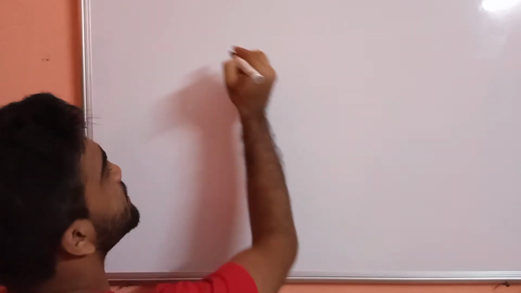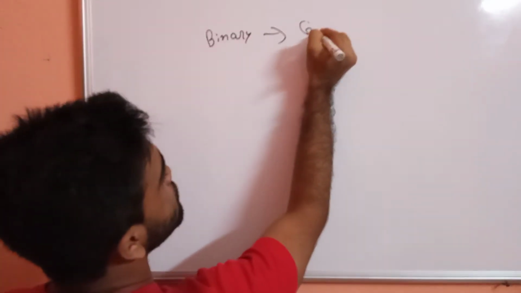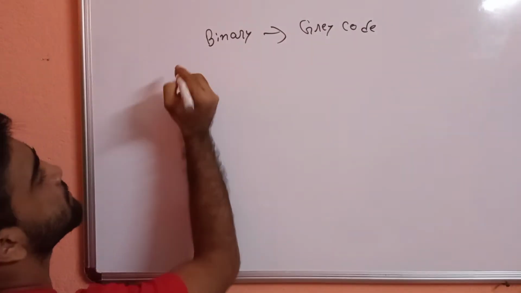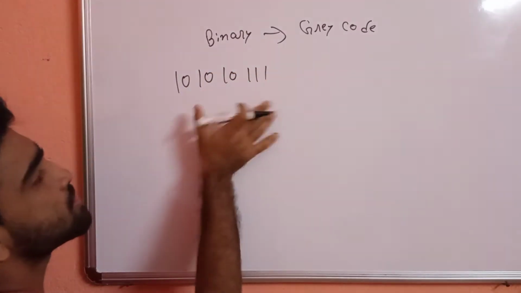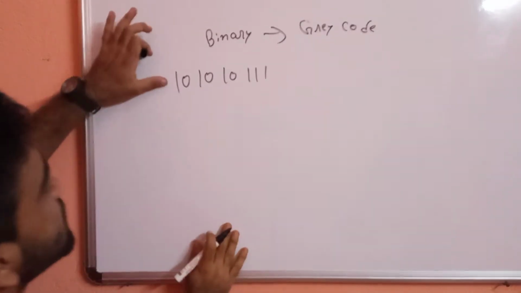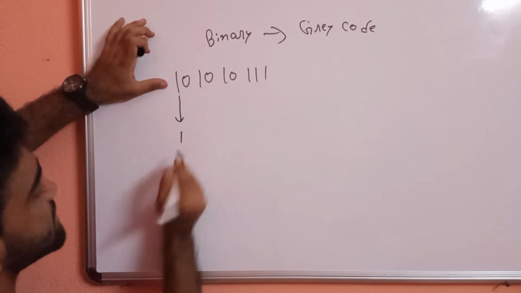First let us consider a binary number. First we are doing binary to gray code. Okay, binary to gray code. Let us consider a binary number first. This will be our binary number. We will convert this to a gray code. Okay, how to convert it? First we will write this first bit as it is.